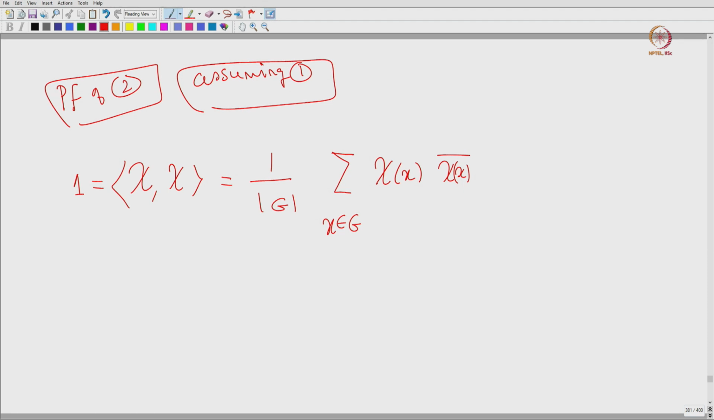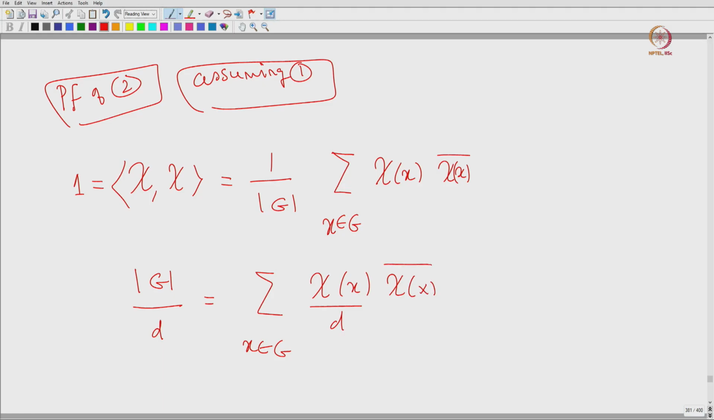Now if we look at it, this is going to give us the cardinality of G. So, we multiply by the cardinality of G and then divide by the dimension of the representation D. Then this is exactly equal to the summation over x in G of chi of x divided by D times chi of x bar.